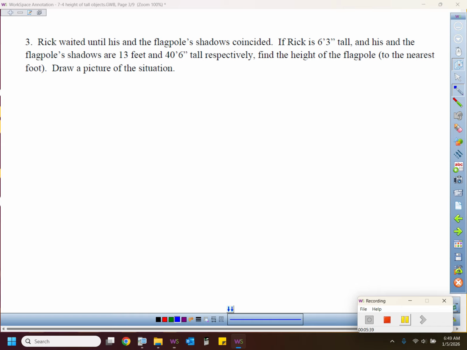So now on our next one, we got to draw our own picture here, right? Rick waited till his and the flagpole's shadows coincided. So we're going to need Rick. We're going to need a flagpole. And then they just give us information about how tall Rick is and how long the shadows are and everything. Find the height of the flagpole.